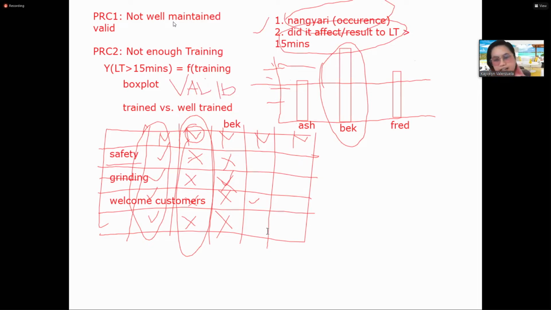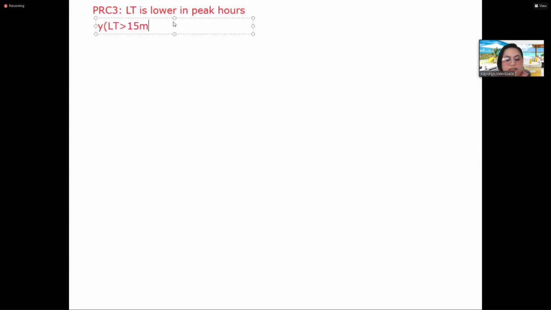Okay? Let's try another PRC so we can try all the graphical analysis tools in the context of our yellow belt. So let's take PRC 3. For example, lead time, what else? Yeah, lead time is lower in peak hours. Example, peak hours. So we get the Y. What is our Y? Lead time greater than 15 minutes equals a function of X. What is our X? Time of the day, right?